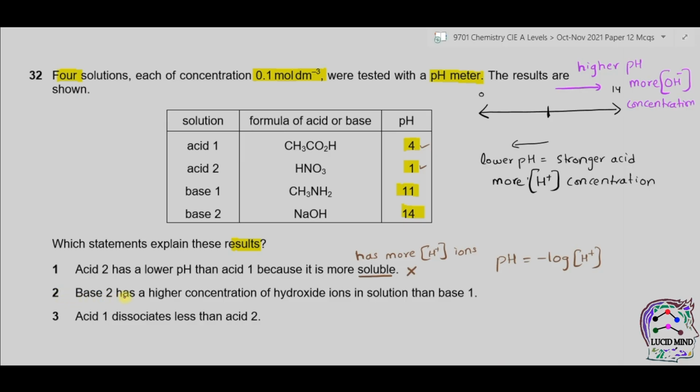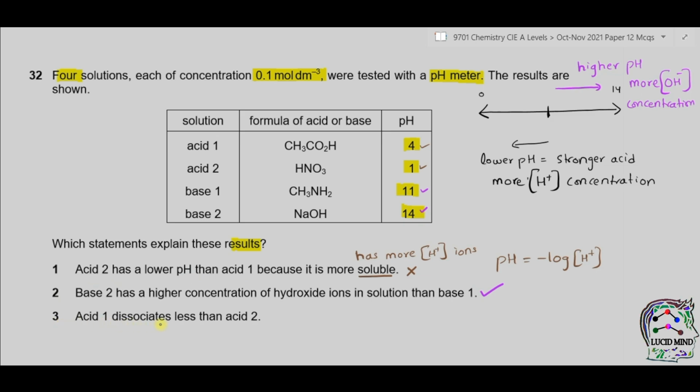Second one, base 2 has higher concentration of hydroxide ions in solution than base 1. As the pH of base 2 is more, more pH means more hydroxide. And we have base 1 whose pH is 11, so it means it has fewer hydroxide ions. So this is the correct option.